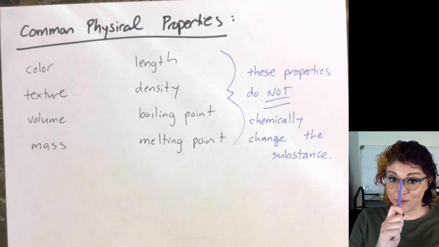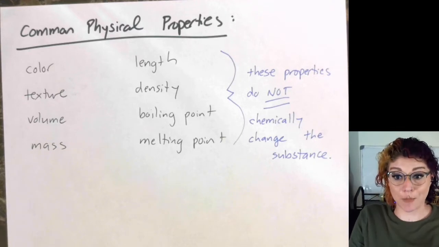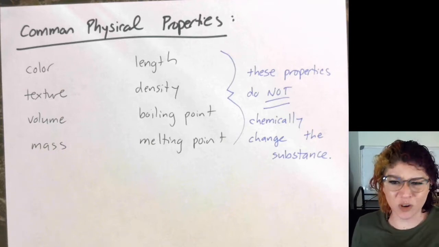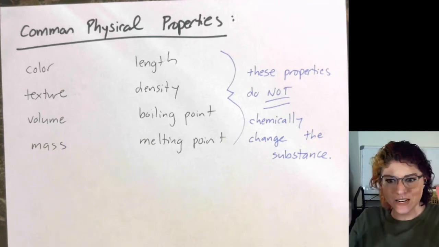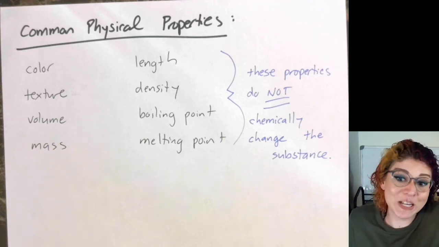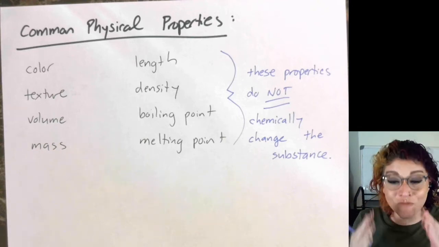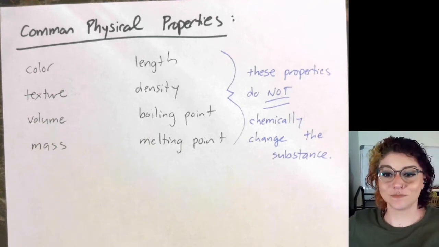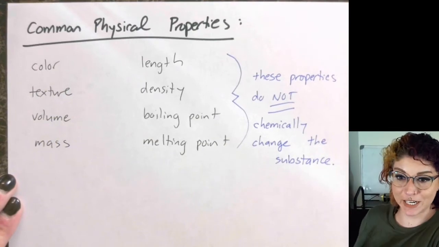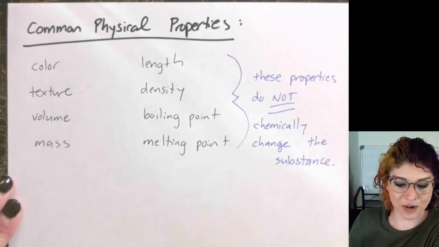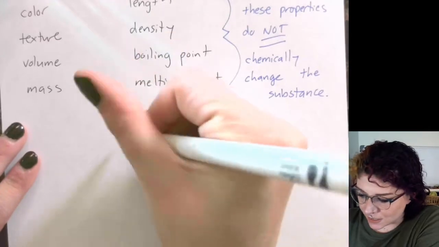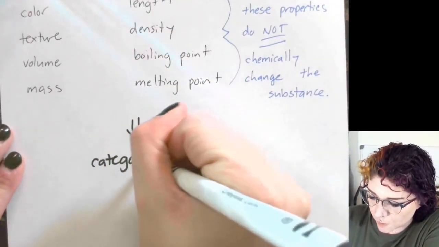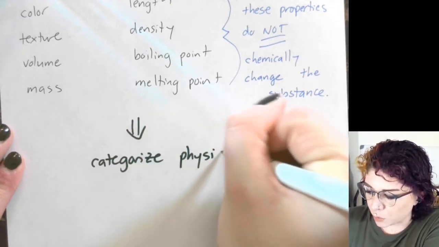But if we describe the physical properties of wood, we can say that the texture is rough, maybe it's brown or kind of orangey in color, maybe it's a 2x4 piece of lumber. Those physical properties, when we describe them, it's still a piece of wood. We're gaining this vocabulary of how to describe the matter around us. Let's discuss how we categorize these physical properties.